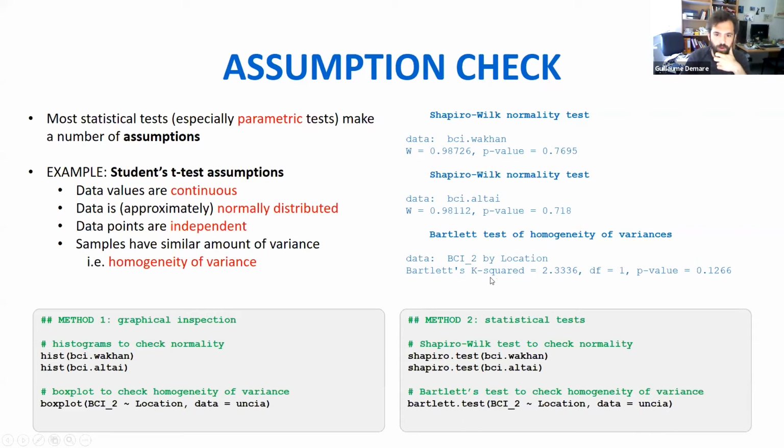And this is the summary. We have a K-squared this time, that's the value of the statistic, and the corresponding p-value is 0.1, which is more than our significance level of 0.05. So again, we can conclude that the data is reasonably homogeneous in their variance.